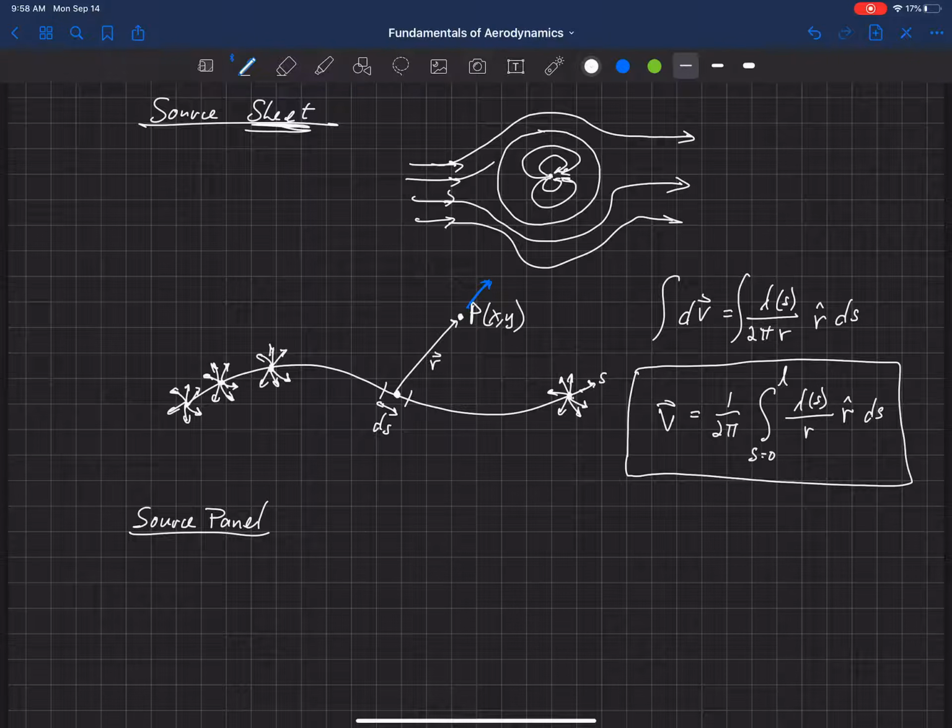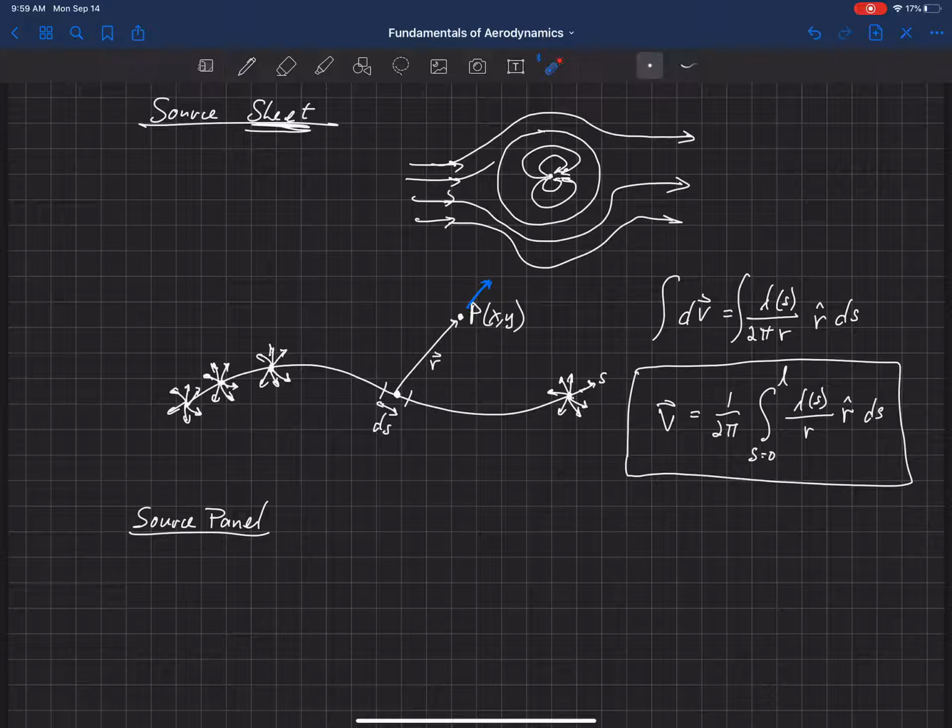The source sheet that we developed previously can be a little bit complicated to compute. The integral is rather simple, but we need a strength of lambda, and at every point we have to recompute r and the r vector and integrate ds over the length of the sheet. Anyway, this is often done numerically if we need some kind of complicated source sheet.